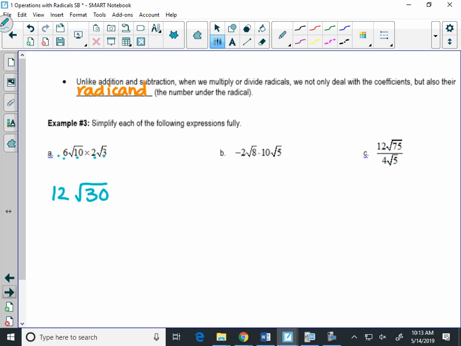Can we simplify radical 30 any further? Oh, so we're done. There's no perfect square that can go into 30, so that's our answer.